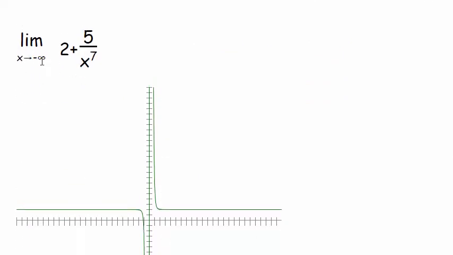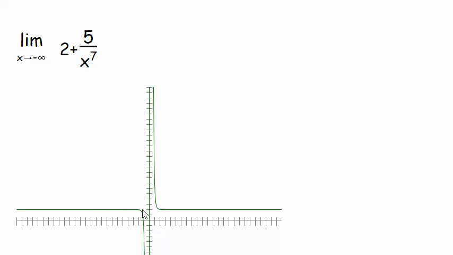We've got the limit as x approaches negative infinity of 2 plus 5 over x to the 7th. So we're going to want to write that down. The limit as x approaches negative infinity of 2 plus 5 over x to the 7th power. And of course we can look at the graph here to get an idea. It looks to me like we've got a horizontal asymptote at y equals 2. So that's what we're going to look at here.